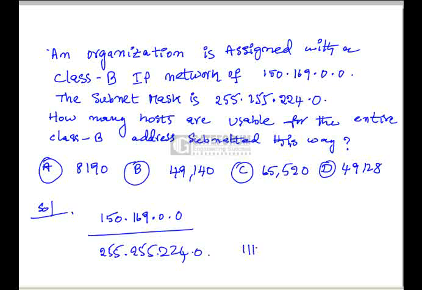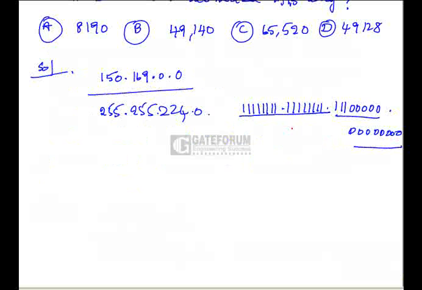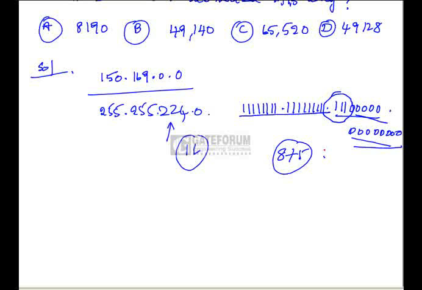In binary format you can write it like this. 255 means 11111111, 11111111. 224 is three ones and five zeros, 11100000. This is again all zeros, 8 zeros. That means this is the network part, this is the host part in a class B. So there are 16 bits for the host part, but in 224 I have already used 3 bits for the subnetwork. If 3 bits are used for subnetwork, the remaining bits are 8 plus 5, that is 13 bits for the host part in a class B network.